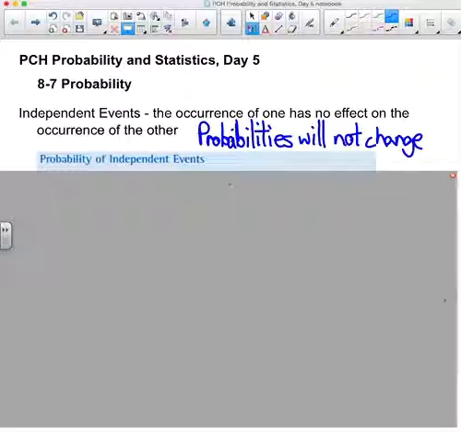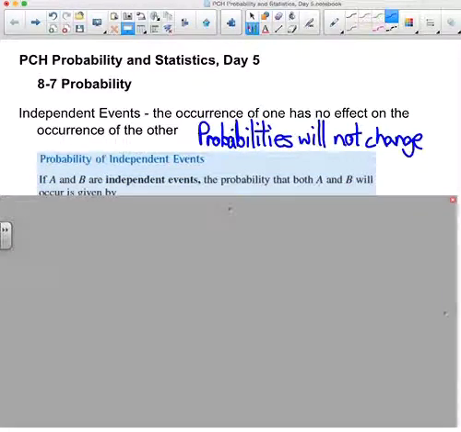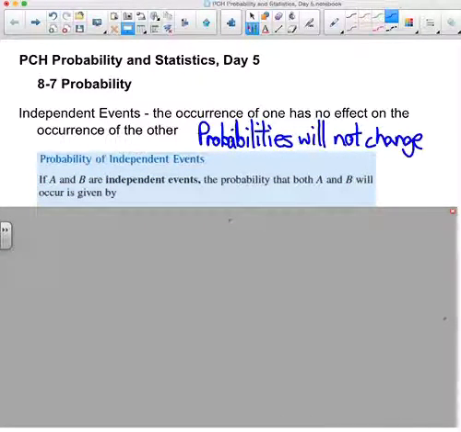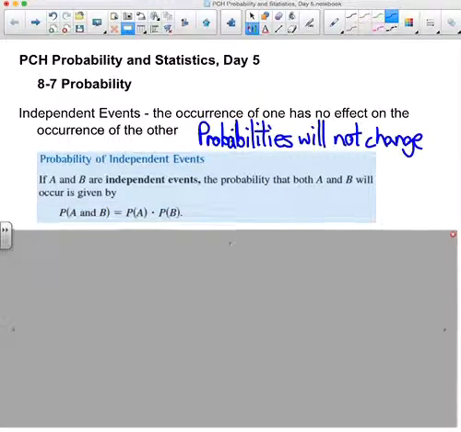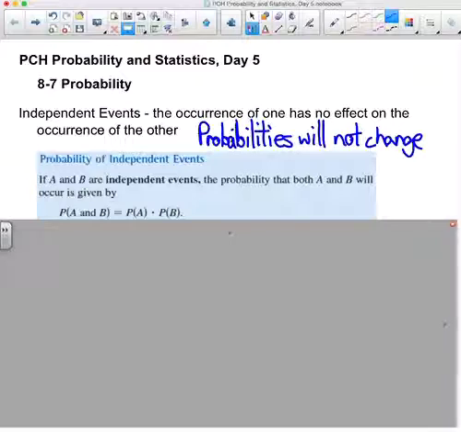So what do we do when we have independent events and we want to look at the probability of both of them happening, okay? By the way, remember, we'll put our laptops away now that we're taking notes, okay? But the probability of both things happening, A and B, is going to be the probability of A happening times the probability of B happening.